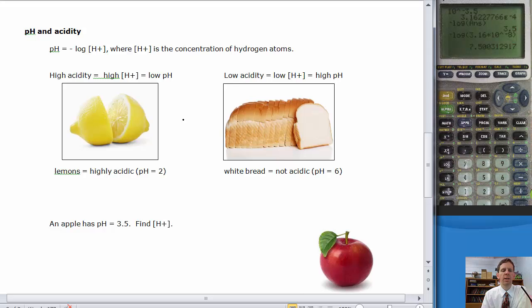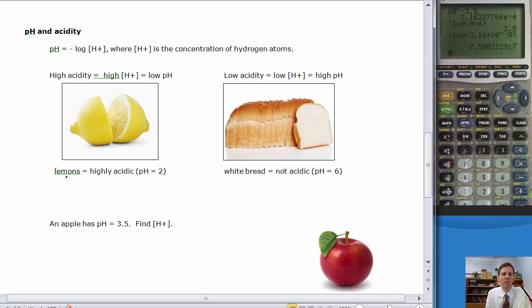The last thing we're going to look at today is something called pH and acidity. pH is a measurement that is used to determine whether food items or other substances have a high acidity or are more of a base. Now there's a formula to calculate pH. It's equal to the negative log of H+, where H+ is the concentration of hydrogen atoms. In general, something that has high acidity has a high concentration of hydrogen atoms and conversely a low pH value.